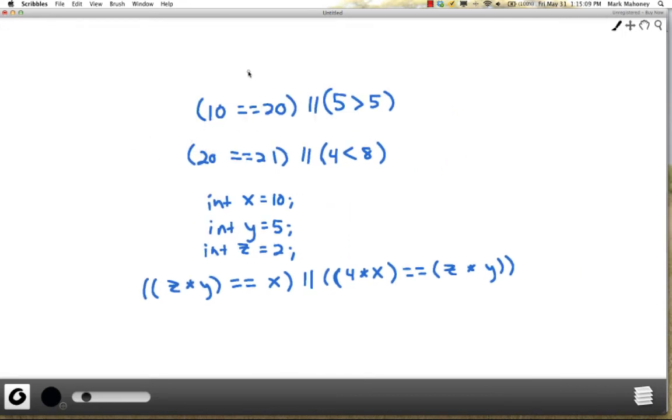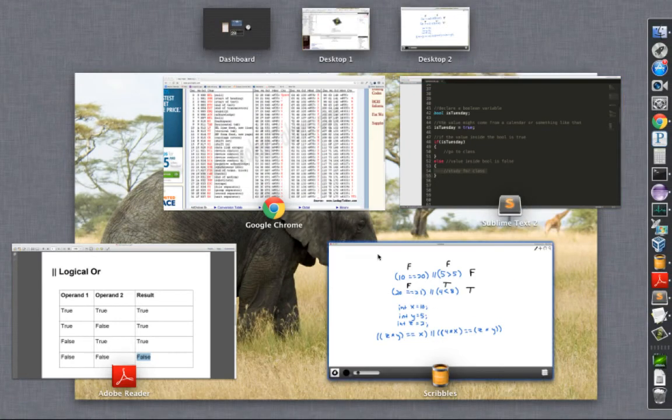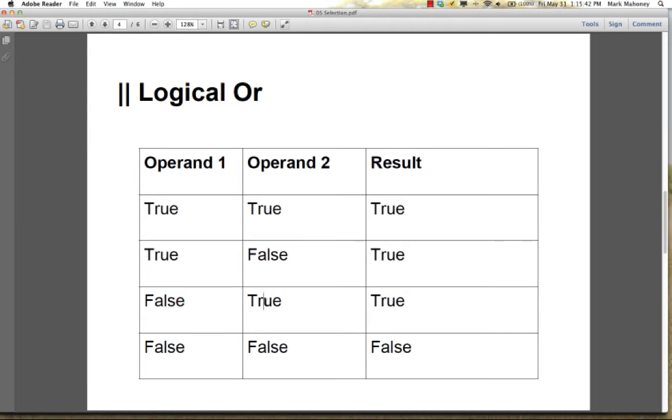Okay, so let's do this again here. Now notice we have the OR operators here. Is 10 equal to 20? That's false. Is 5 greater than 5? That's also false. False or false, I happen to know, is false. You could look it up in the table, but false or false is false. Is 20 equal to 21? That was false. Is 4 less than 8? That's true. So false or true, I happen to know, is true.